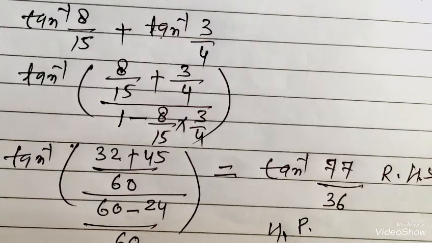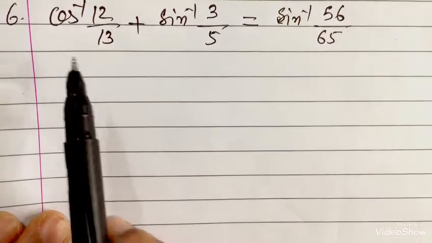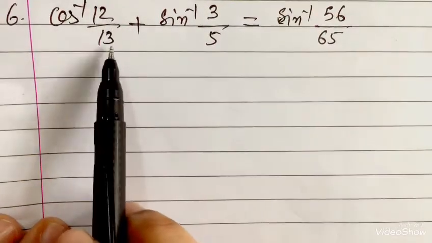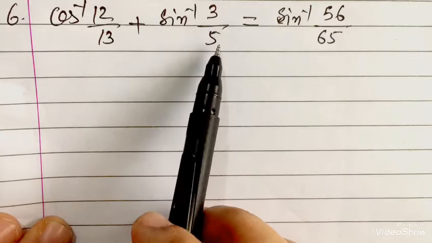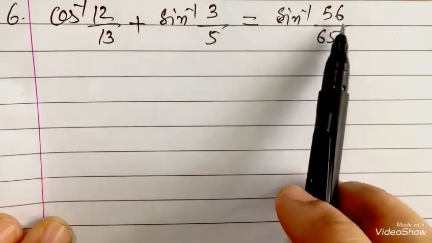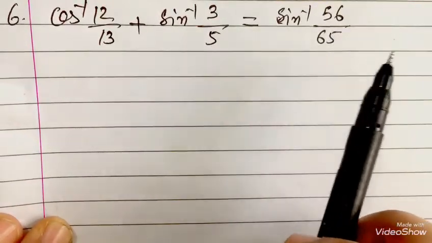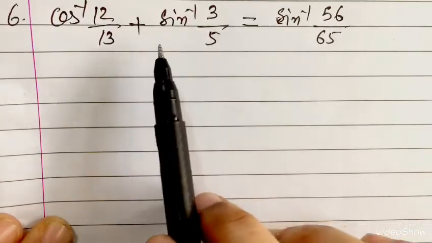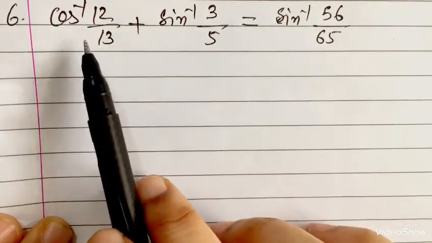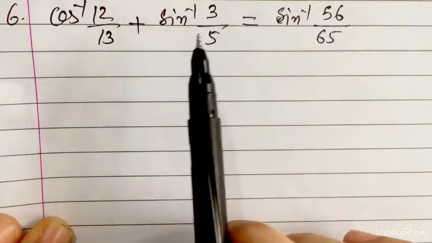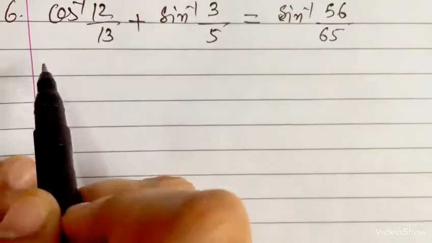The next question is cos inverse 12 by 13 plus sin inverse 3 by 5 is equal to sin inverse 56 by 65. In this type of question, student, we change cos and sin into tan. It would be easier.